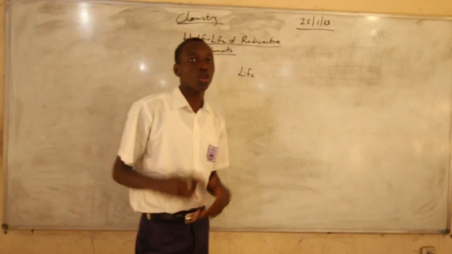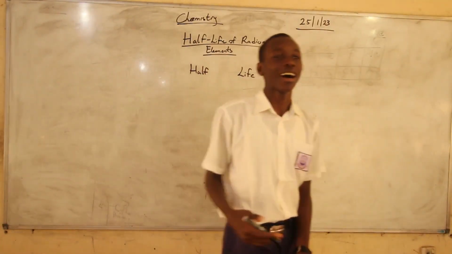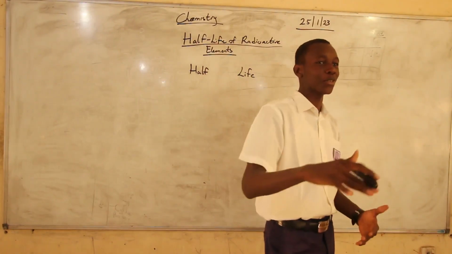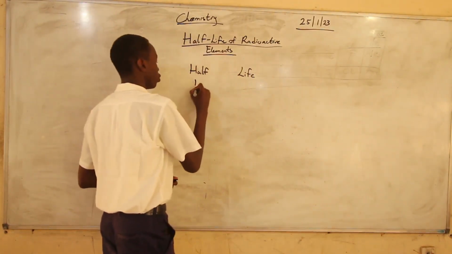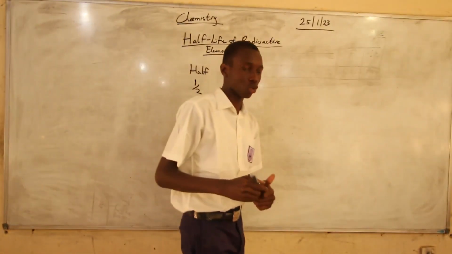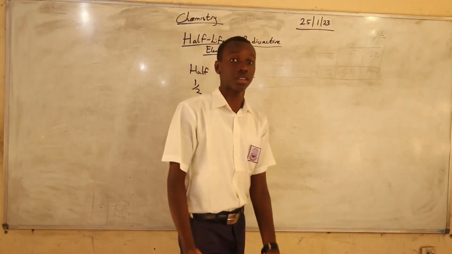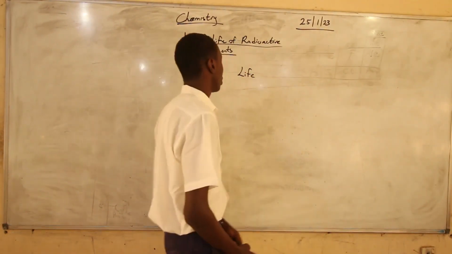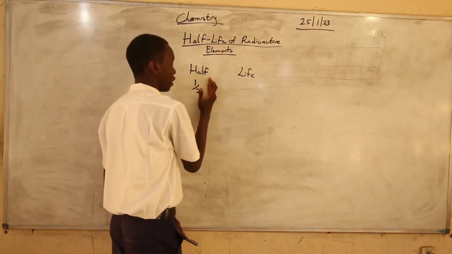Half. What comes to your mind when you hear half? You know it from your previous knowledge in mathematics. Half is something divided by 2, like 1 over 2. Life can be defined as the total time that someone is given to live during his lifespan. So we have the definition of life, and we have the definition of half.